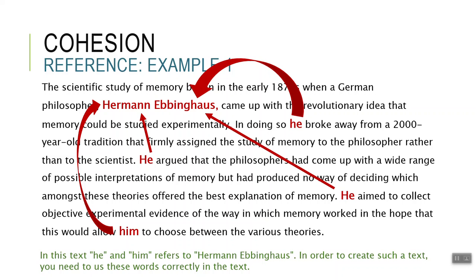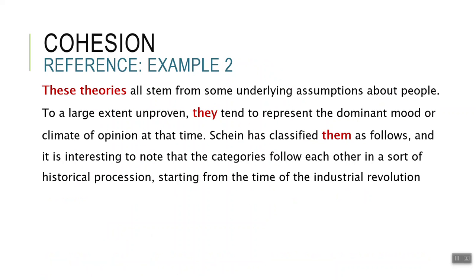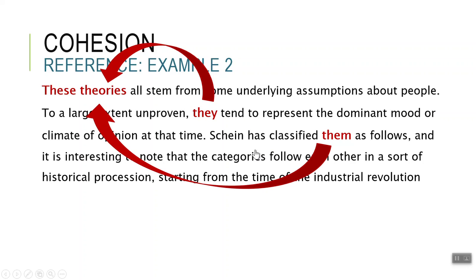All right, let's look at sample 2. You can see here I've already highlighted, but you can use the arrows to draw in your notes if you like. So it starts off with these theories to a large extent unproven. They. So who is this they? It can refer to inanimate objects as well. Okay, these theories. Shine has classified them. So that's how you reference things.